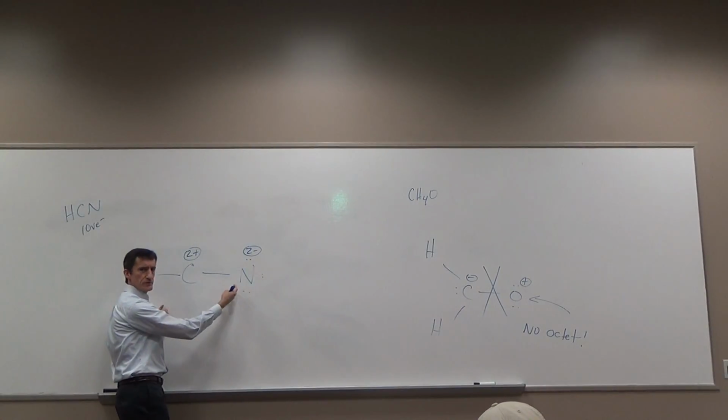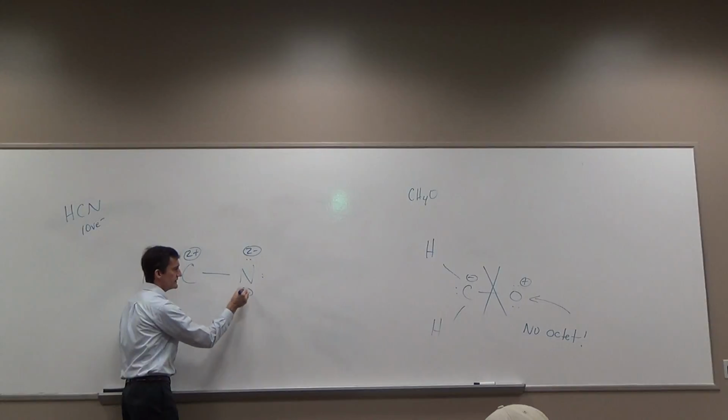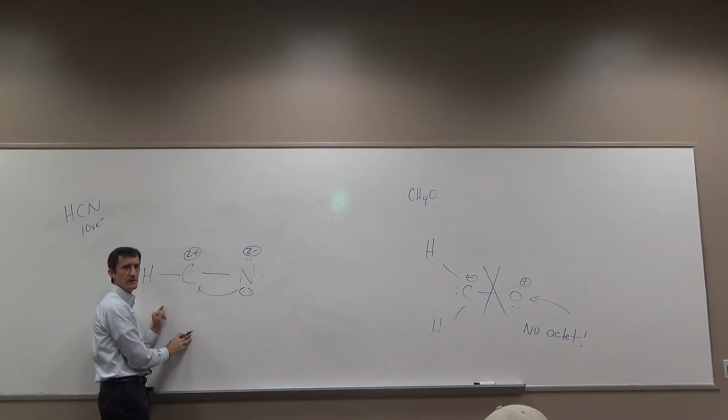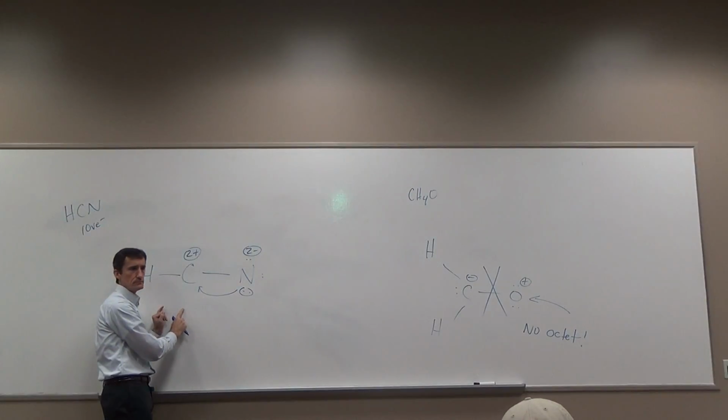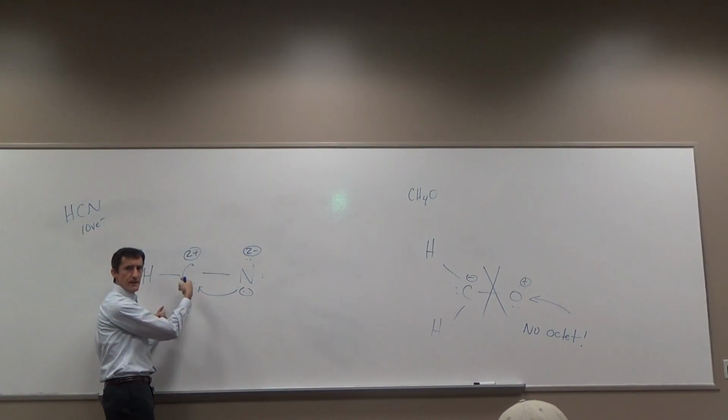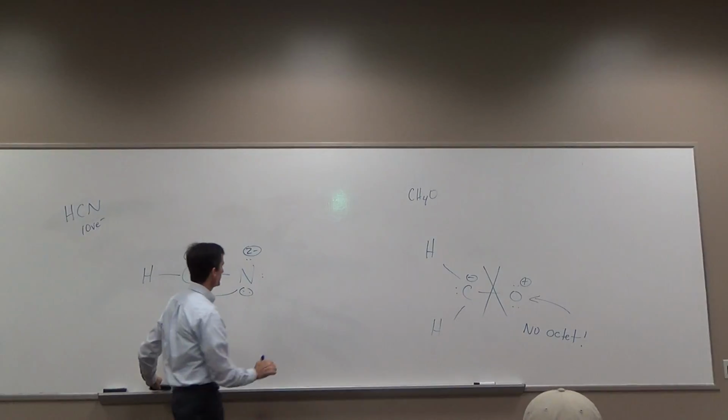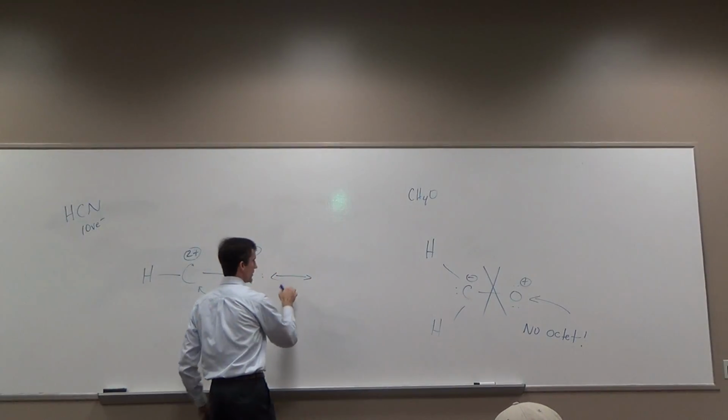Do you want to ask nitrogen to start sharing? And maybe these electrons move in here? What does that mean to you? Double bond. What does the arrow mean? Mechanism. Electrons moving in to make another bond? Okay, well let's show that. This is a resonance arrow.